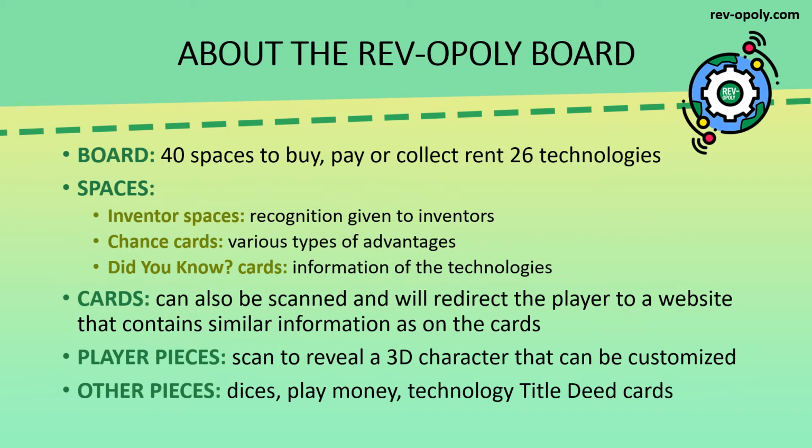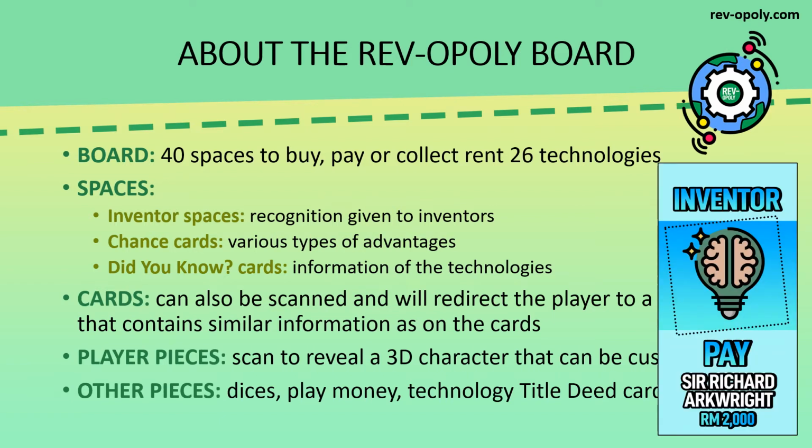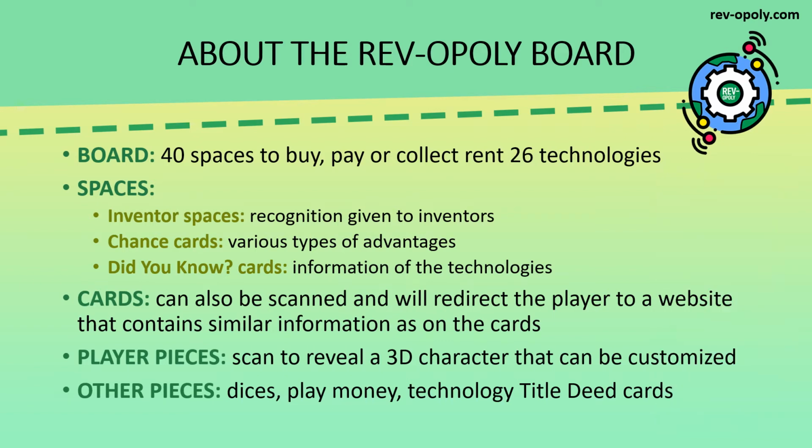About the REV OPOLY board. REV OPOLY consists of a board with 40 spaces to buy, pay, or collect rent from 26 technologies. For instance, inventor spaces are recognition given to inventors of the Industrial Revolution, while chance and did you know spaces function in which the player has to draw a card according to the space they land.